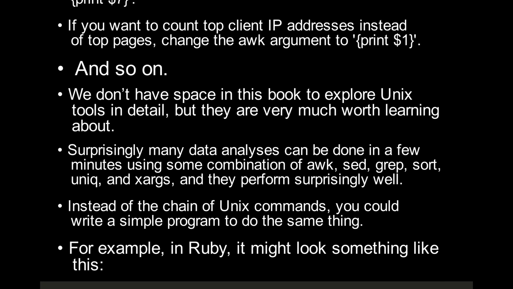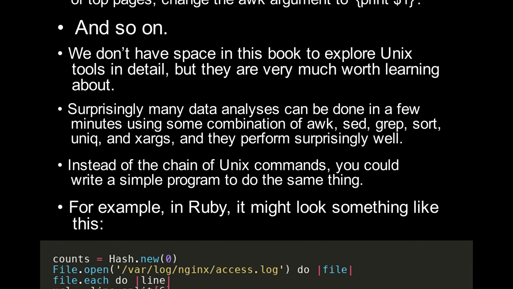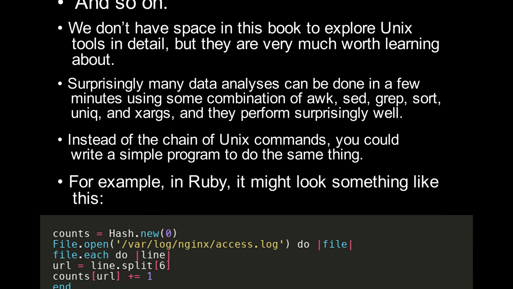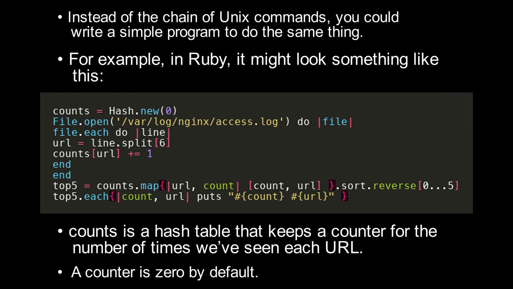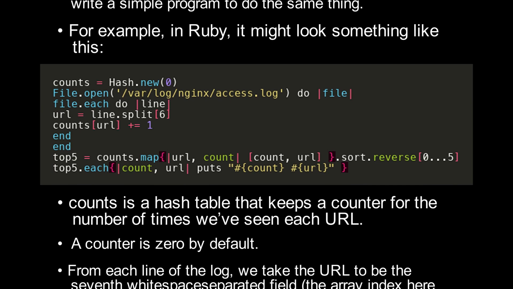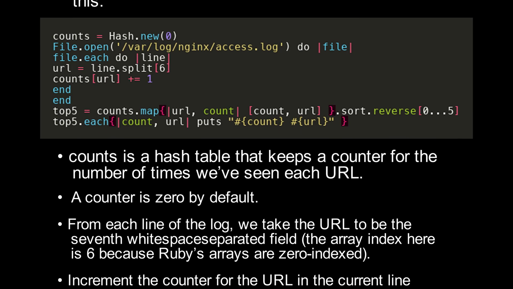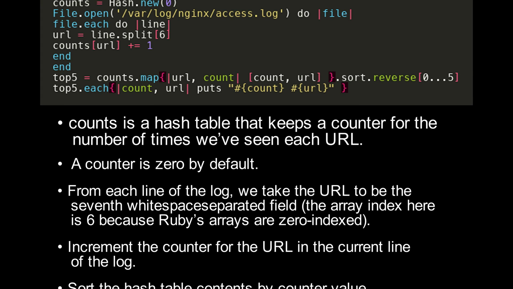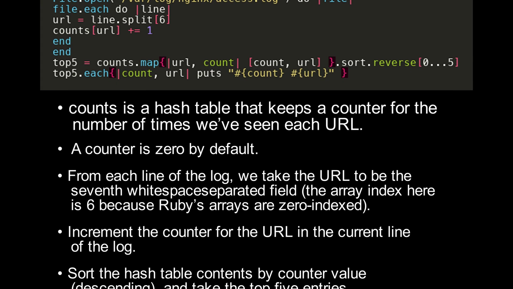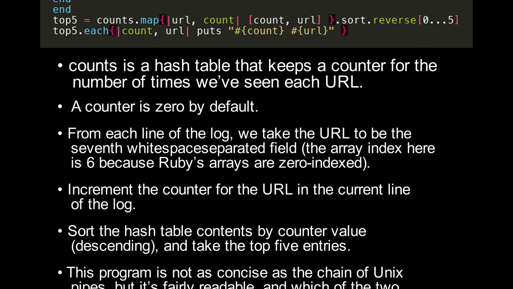Instead of the chain of Unix commands, you could write a simple program to do the same thing. For example, in Ruby, it might look something like this. counts is a hash table that keeps a counter for the number of times we've seen each URL. A counter is 0 by default. From each line of the log, we take the URL to be the 7th whitespace-separated field. The array index here is 6 because Ruby's arrays are 0-indexed. Increment the counter for the URL in the current line of the log.